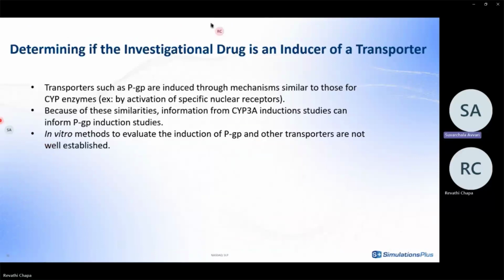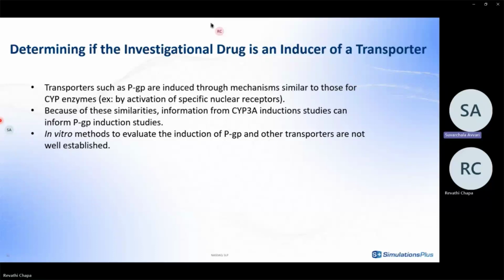So in the earlier slides, what we have seen is a decision tree to determine if the investigational drug is an inhibitor of different transporters. And when we look at different regulatory guidances, we see a lot of emphasis on the inhibition mechanisms rather than the induction mechanisms. The reason is that certain transporters like PGP are induced through mechanisms similar to those of the CYP enzymes, like activation of the specific nuclear receptors like PXR and so on.